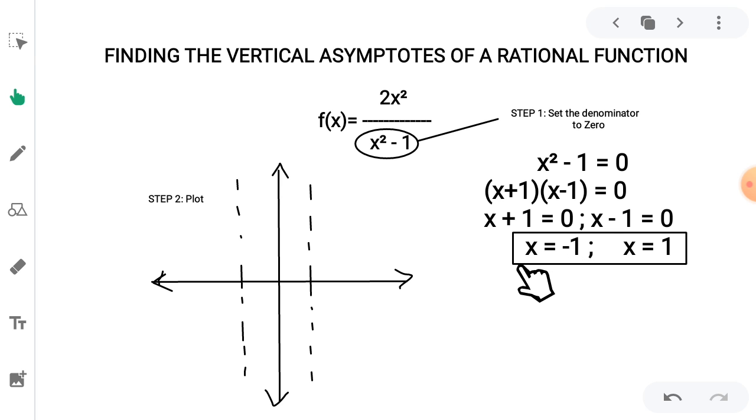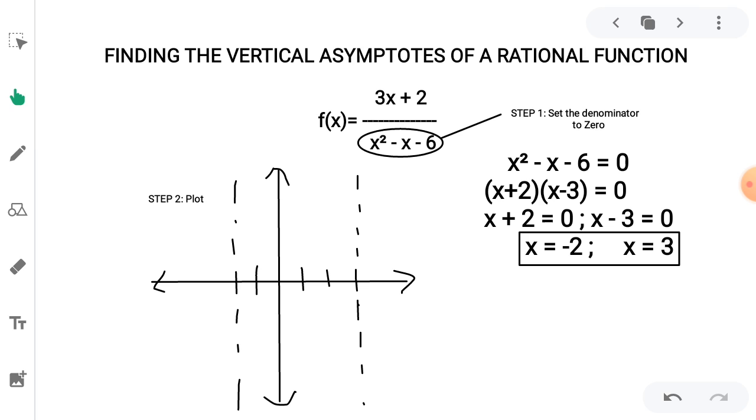So again, for the vertical asymptote, we need to plot these x values. When we plot x is equal to negative 1 and x is equal to positive 1, these are the vertical asymptotes. So again, in this illustration of the given f of x is equal to 2x squared all over x squared minus 1, this is the illustration of the vertical asymptotes.